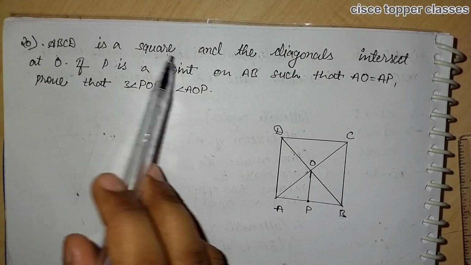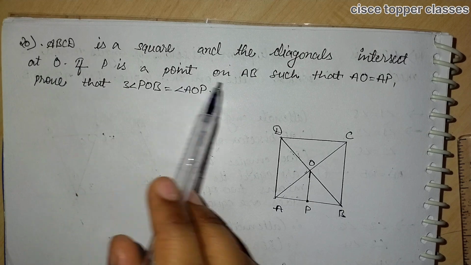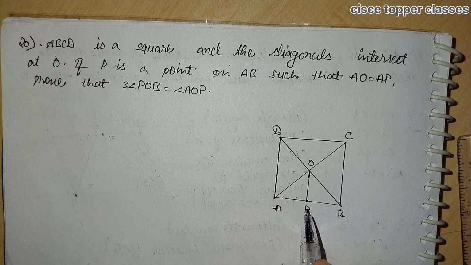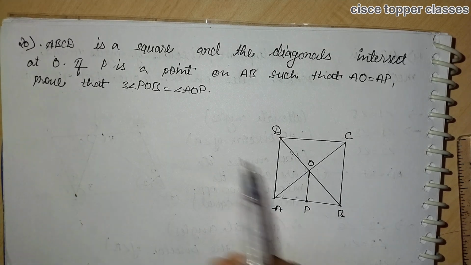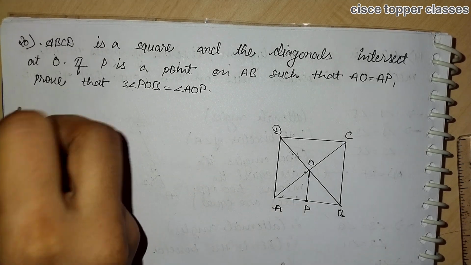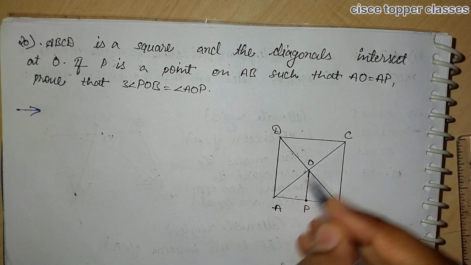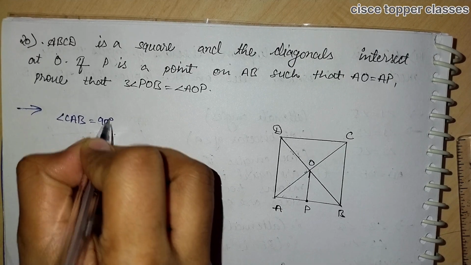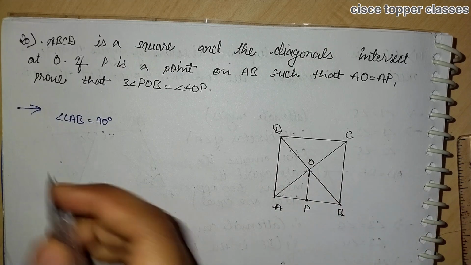Now let us solve question number 20. ABCD is a square and the diagonals intersect at O. P is a point on AB such that AO is equal to AP, and we have to prove that 3 angle POB is equal to angle AOP. Here we can simply say that if it is a square, the angles A, B, C, D are 90 degrees.